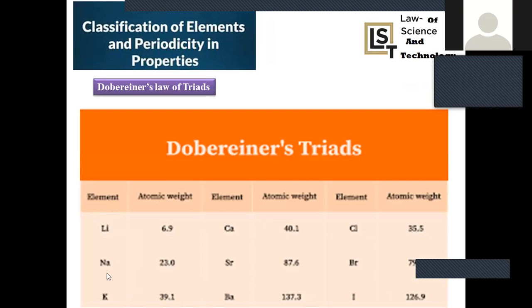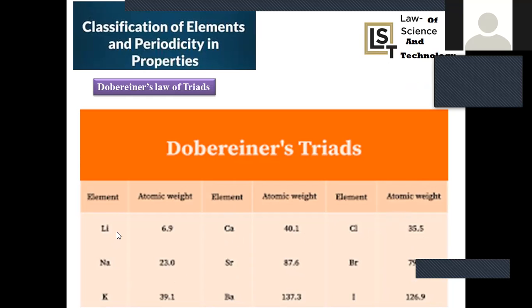He prepared three Dobereiner triads. First, the elements lithium, sodium, potassium, which were well known at the time. Atomic mass of lithium is around 7, more accurately 6.9, sodium 23, potassium 39. Another triad is calcium, strontium, barium: calcium with 40.1, strontium with 87.6, barium with 137.3. Then chlorine with 35.5, bromine with 79.9, iodine with 126.9.